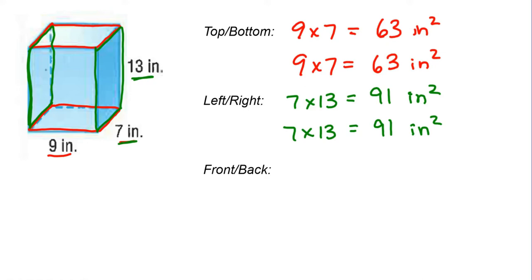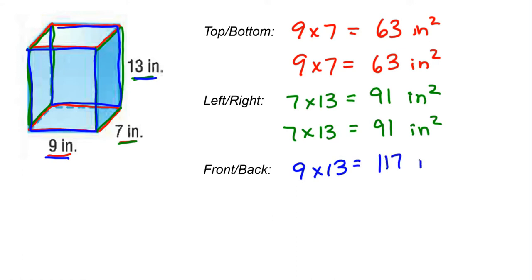So the front is this rectangle here, and the back would be this rectangle here. And these are 9 by 13 inch rectangles. So I'm going to have a 9 by 13 inch rectangle here. That's 117 square inches. And the other one is also 9 by 13, which is 117 square inches.